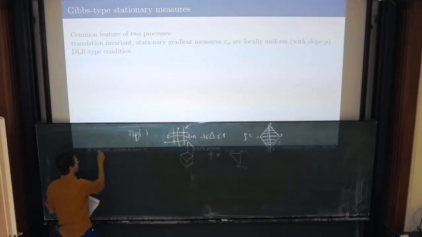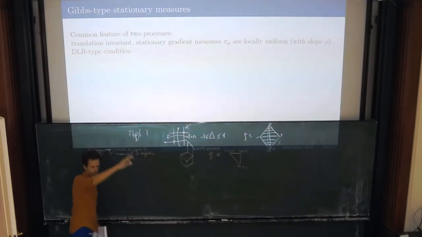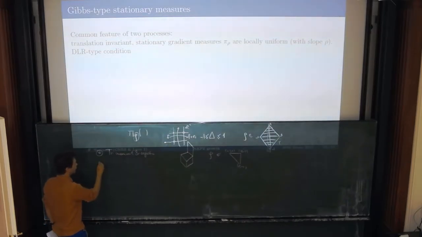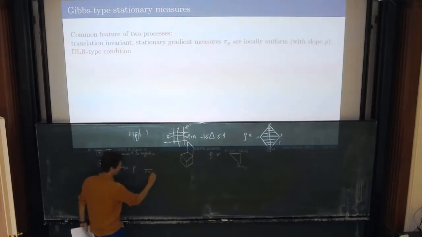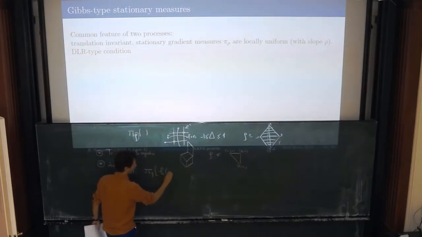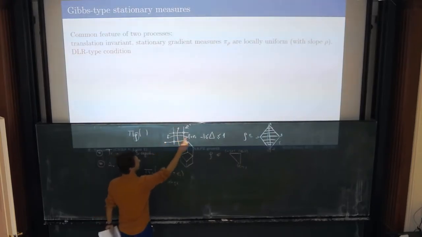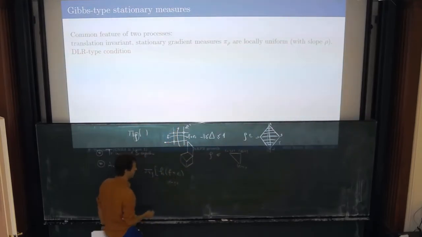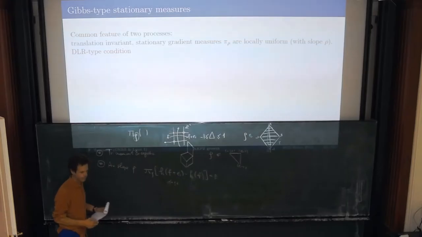Well, they are translation invariant and ergodic, ergodic with respect to translations. And of course, they have an average slope rho. It means that if I look at the average with respect to this measure of h of a face f translated by e_i, where e_i is an elementary translation in direction 1 or 2, like this or this for the square lattice, minus h of f, this is simply rho_i. This means that you have average slope rho_i for i equals 1, 2.